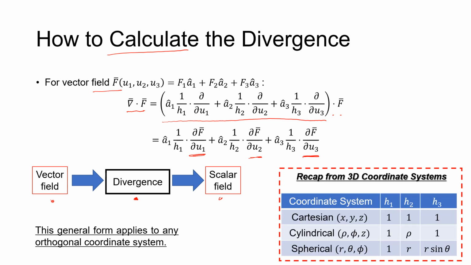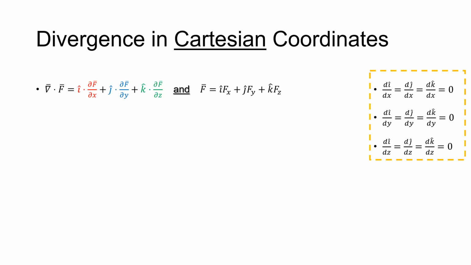As a recall, we have a recap here that the scaling factors h1, h2, h3 can be expressed as shown in this table. Let's do the Cartesian coordinate calculation of the divergence. We have nabla dot f equal to i partial by partial x plus j partial by partial y plus k partial by partial z, dot f, where our vector f is equal to i fx plus j fy plus k fz.